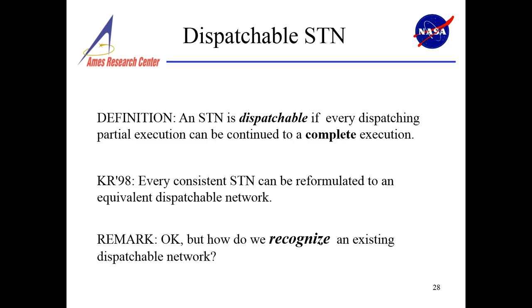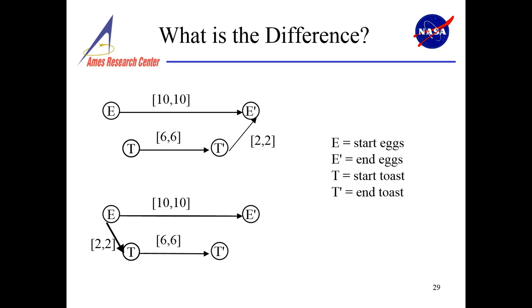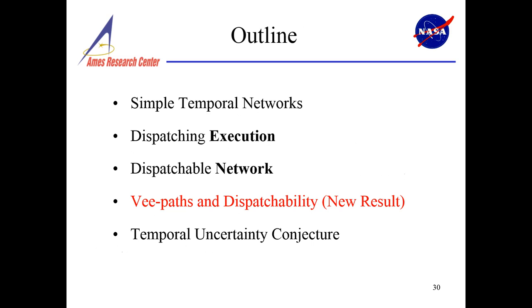That's fine, but it doesn't really tell us how we recognize an existing dispatchable network. This involved going first to the all pairs network and then removing edges from the all pairs network, so it's sort of lost information about the structure of the original network. So here we have a non-dispatchable network and a dispatchable network. What's the difference between them? One thing you can see is there's a path through the future there, and there's a path through the past there. That's kind of the idea, but it's a little more subtle than that.